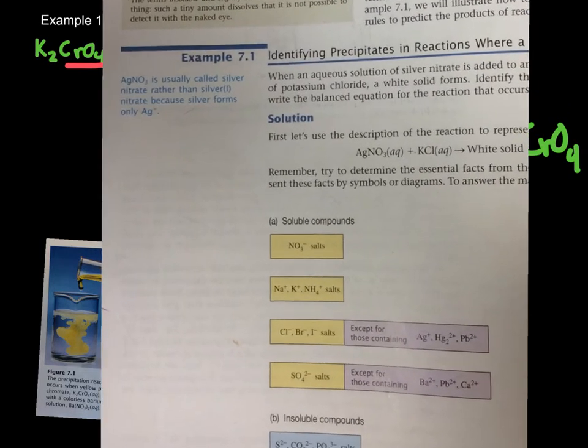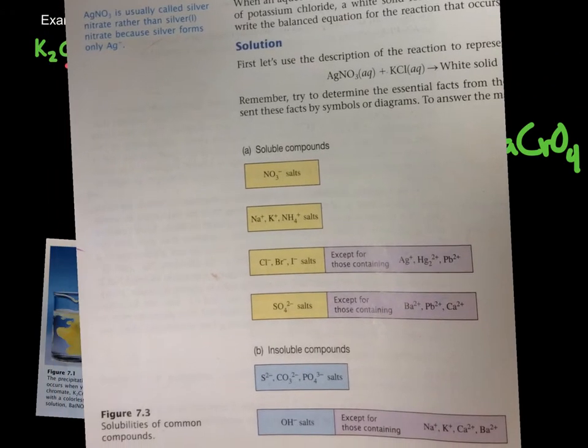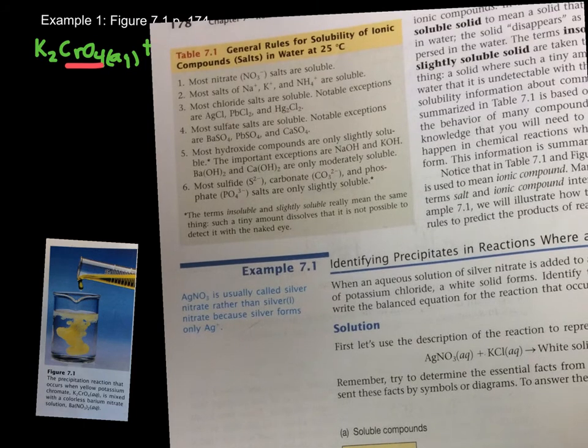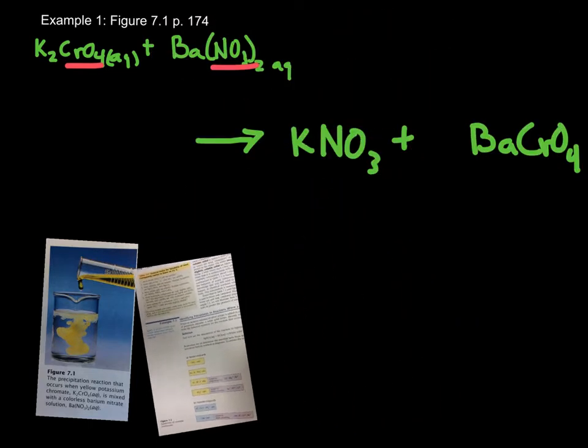If you take a look at the diagram here, we see that all nitrate salts are soluble and our potassium is soluble. Basically all alkali metals. If we take a look at the rules, most salts of sodium, potassium, and ammonium are soluble. So that indicates to us that the nitrate is most likely going to be soluble. So we're going to place an AQ here. So that leaves us with barium chromate as being our precipitate, which is correct. But let's take a look at why.